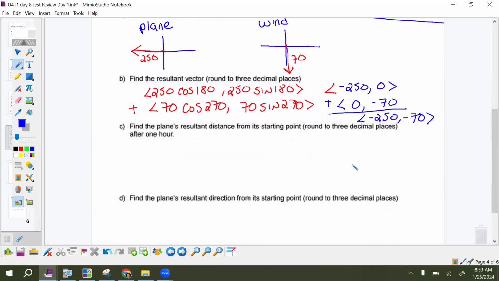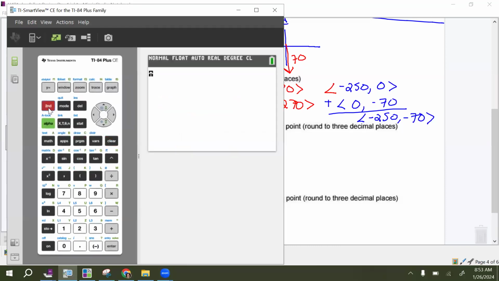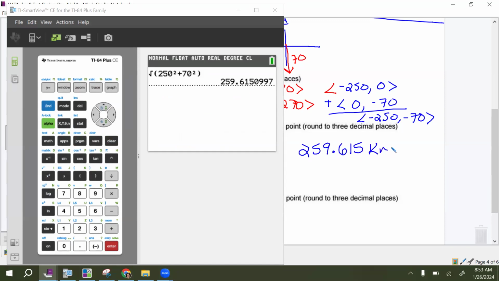All right, find the distance. So that's the magnitude. The square root of x squared plus y squared. I dropped the negatives because a negative squared is positive anyway. So it's just easier to type this without the negatives. We get 259.615 kilometers.